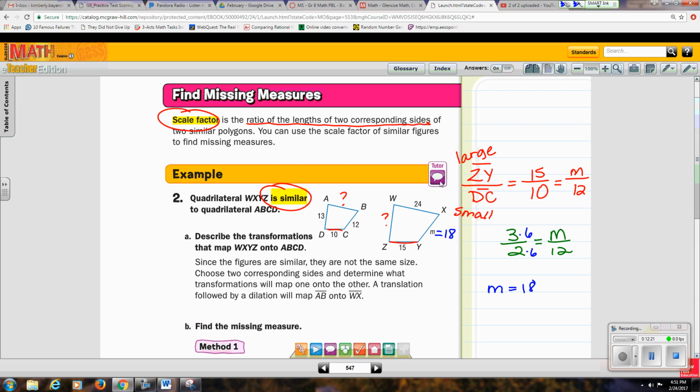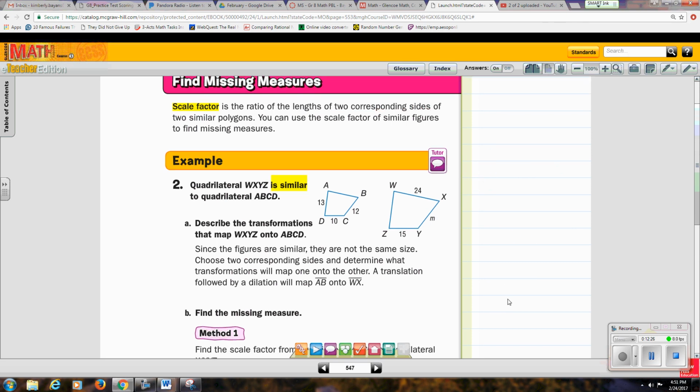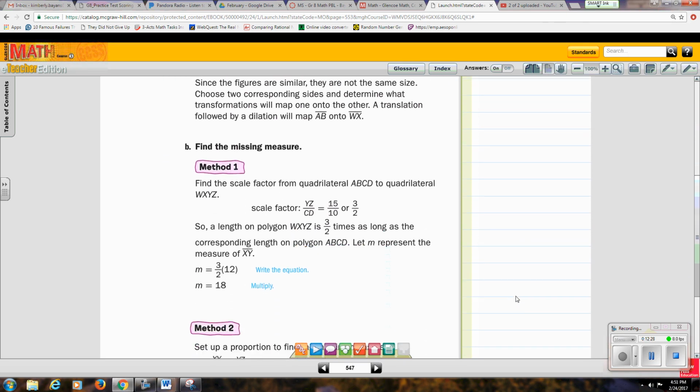Now what they're telling you down here is another way you can do it. I want to show you what they've done. They did exactly what we did. They did 15 over 10 and reduced it to 3 halves, so they knew this was our K. Then they knew that our missing side would be our scale factor of 3 halves times the corresponding side of the smaller figure.